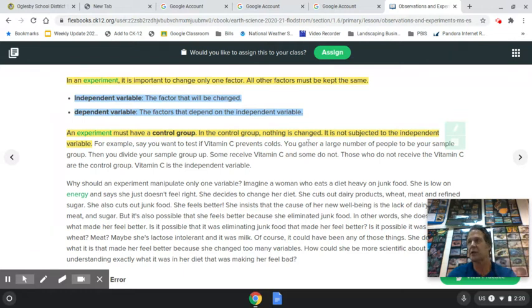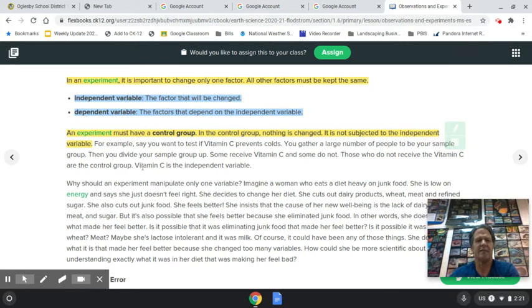You'd gather two large groups of people to be in your sample group. Then you divide that group into two groups. That's your experimental and your control group. And then what you do is some will receive the vitamin C. That would be the experimental group. And the others that do not receive the vitamin C is the control group.